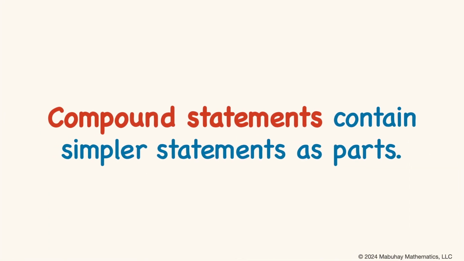So, compound statements are logical statements in their own right that contain simpler statements as parts. Depending on what type of compound statement you're dealing with, and depending on the truth values of the simple statements that make it up, that's what determines the truth value of the compound statement. So the compound statements we talk about today are called conjunctions and disjunctions.